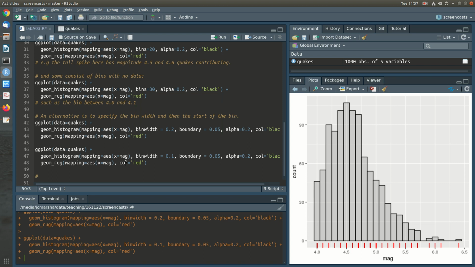So what about other plots? There's a couple of other ones that we can use. So the density plot is my favorite.